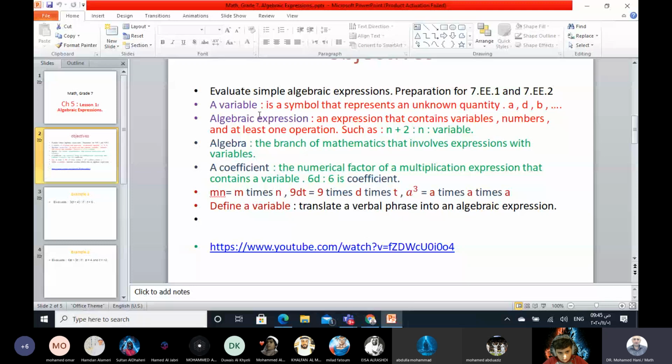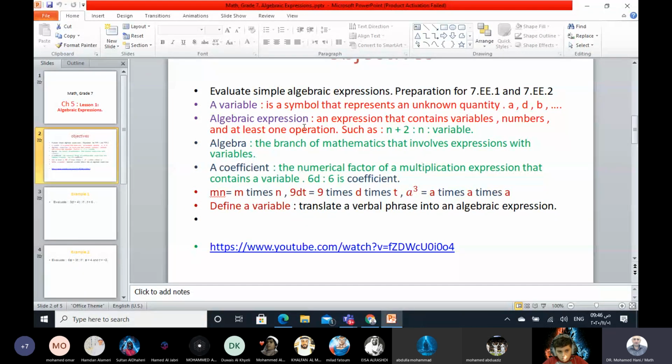At the beginning, what is the meaning of a variable? A variable is a symbol that represents an unknown quantity. We use any small letter to represent the variable, for example a, d, b, x, y, etc. Any small letter means we have a variable. A variable means an unknown quantity.